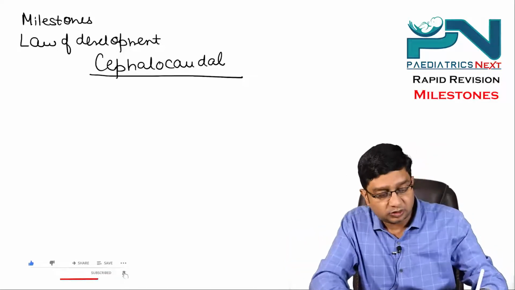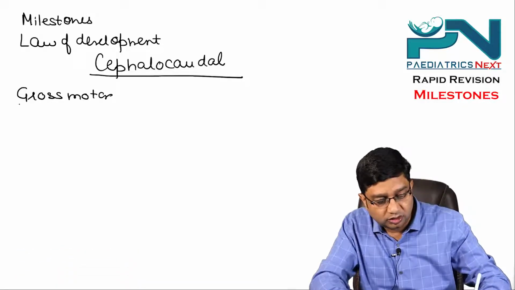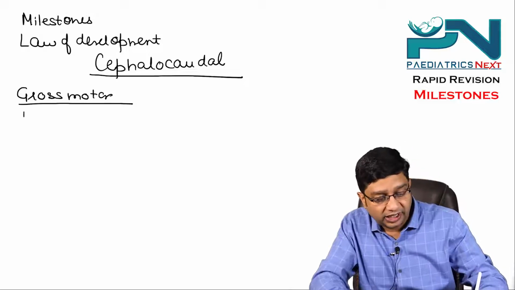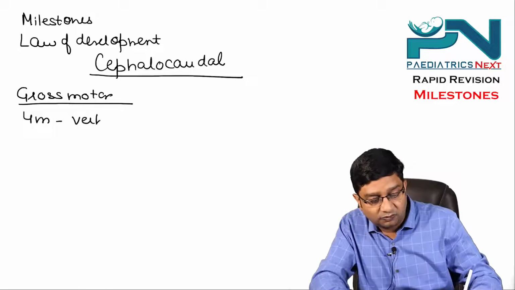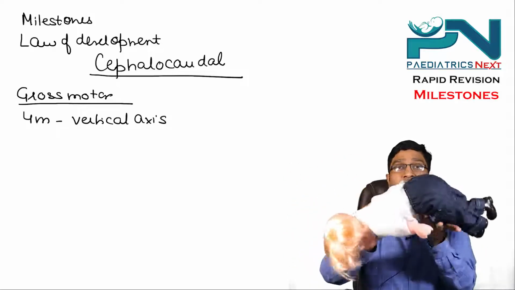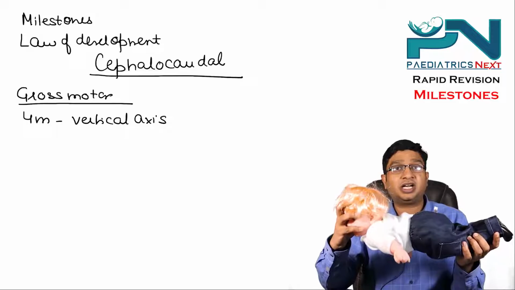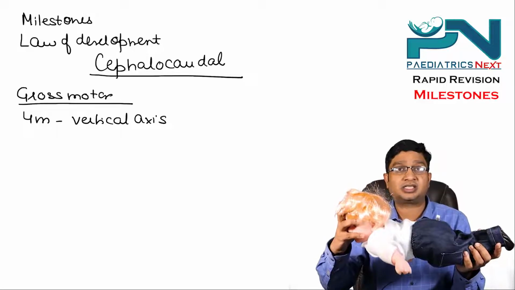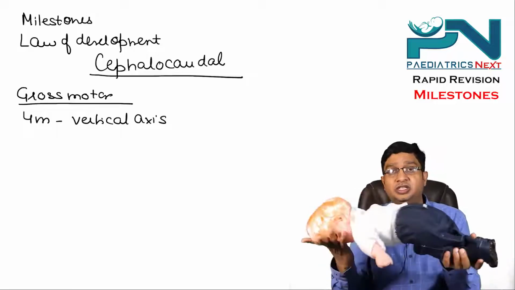Now certain milestones to be remembered. First I take the heading of the gross motor milestones. At 4 months, what you need to remember is that the head comes in vertical axis, or the head is perpendicular to the body. Let me show you this. If this is the child, the baby comes just like this, with the head in vertical axis. This is at 4 months of age.